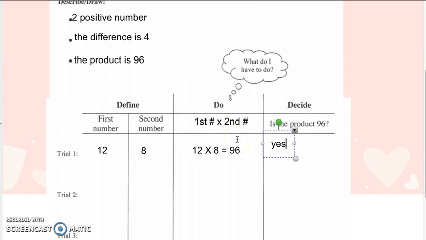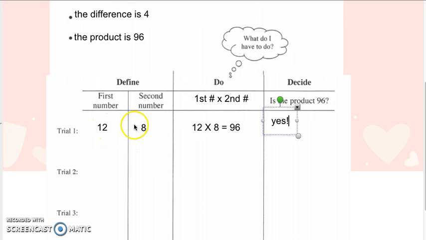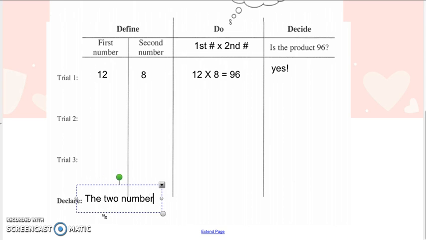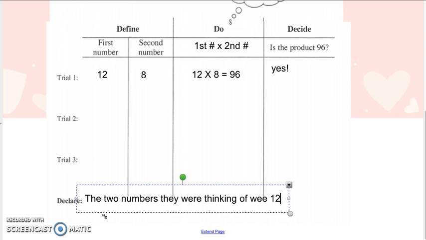So for that one, right away we know that it's yes. So I know that the difference between these two numbers is 4, and when I multiply them together I get 96. So in declare, I'm going to write the two numbers they were thinking of were 12 and 8.